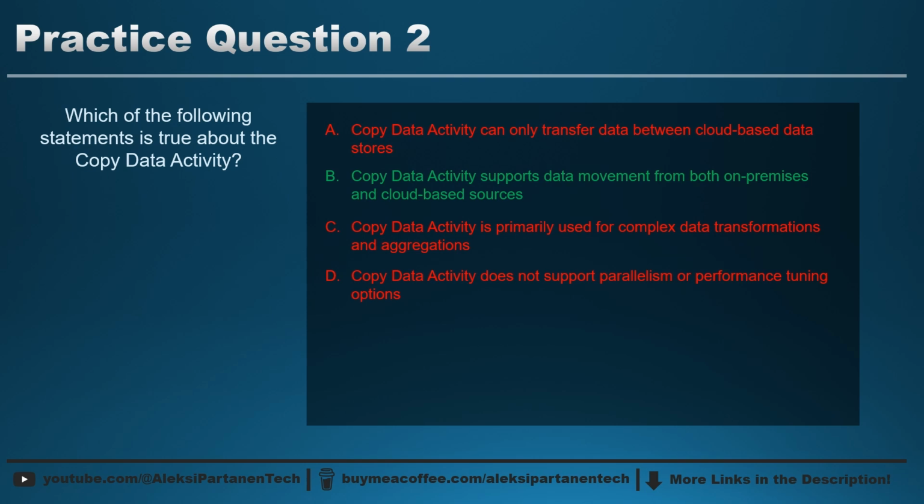The correct answer is B, since copy data indeed supports data movement from both on-premises and cloud-based sources. Option A is incorrect since it talks only about the cloud. Option C is also incorrect since copy data is not capable of complex data transformations. And finally, option D is incorrect since copy data supports both of these.